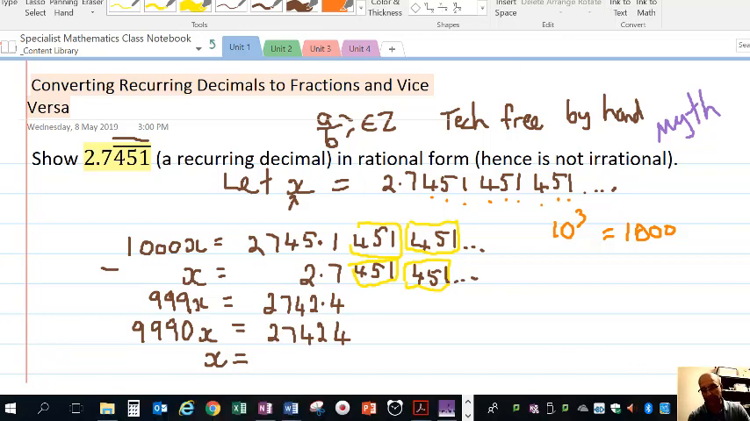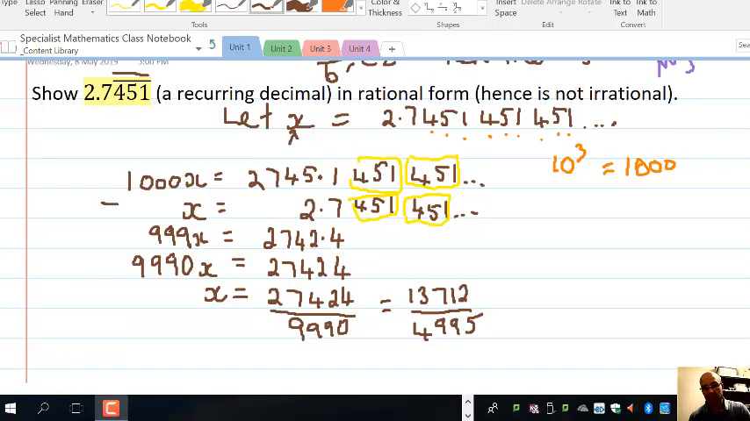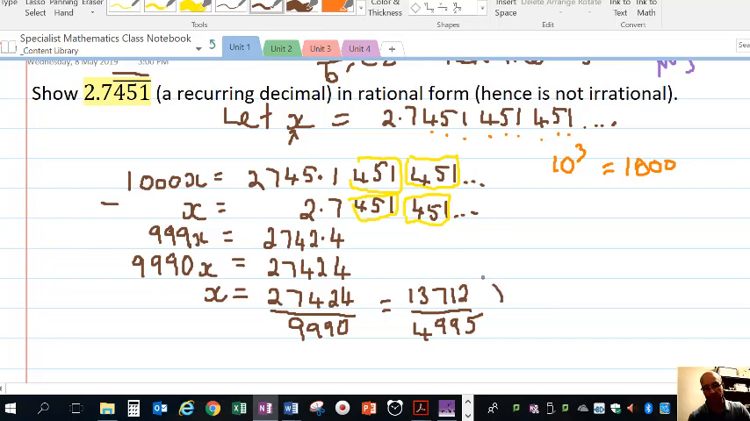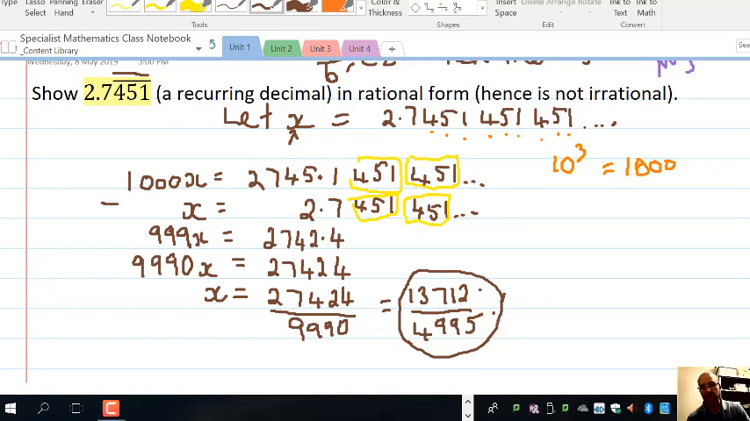So to get x by itself, we simply rearrange and we get 27,424 over 9,990, which simplifies to 13,712 over 4,995 if we divide the top and bottom by 2. That's our answer. So we have put it in rational form. That's not irrational, that's an integer on the top and on the bottom. Okay, part 2.